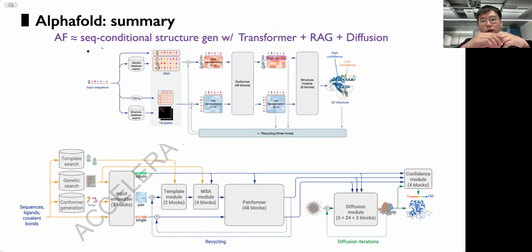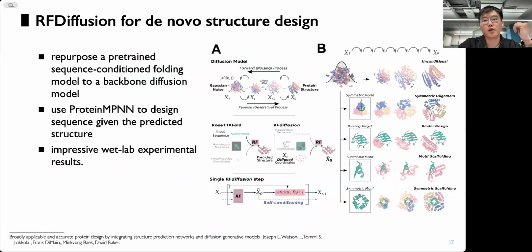We can briefly summarize AlphaFold. It's a sequence-conditional structure generation model with a transformer as the neural network parameterization, with retrieval-augmented generation from MSAs, and the diffusion model as the generative protocol. This is the sequence-conditional structure generation model, and we also have diffusion models for completely unconditional structure design, or we can introduce other constraints.